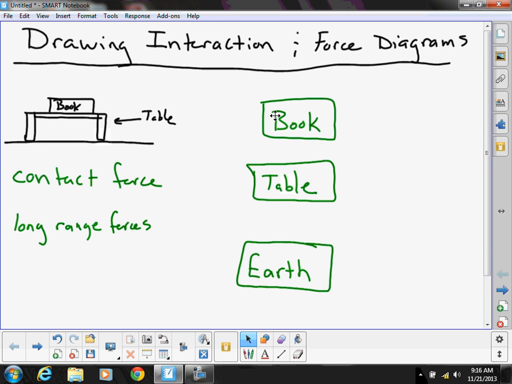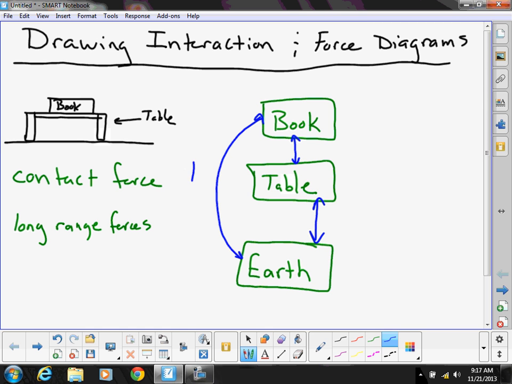What we need to do is start looking at then what things are interacting together. Well, we see that the book is sitting on the table, and we analyzed that. And so we know that there's an interaction between the book and the table. There's also an interaction between the book and the earth, and there's an interaction between the table and the earth as well. Now, as we look at these interactions between the book, the table, and the earth, the interaction that takes place between the book and the earth, that would be the force of gravity, which is F sub g.